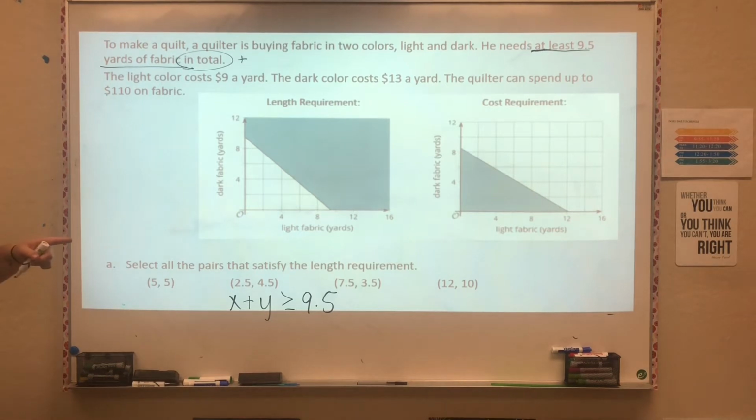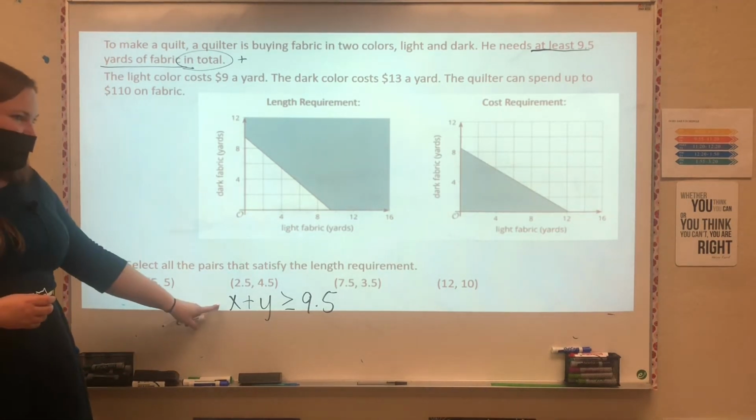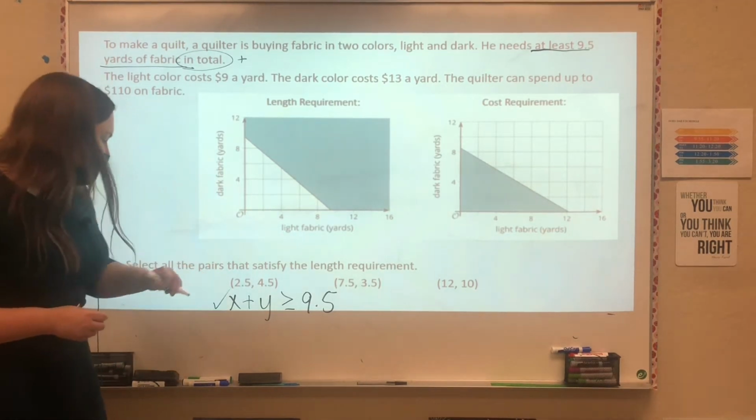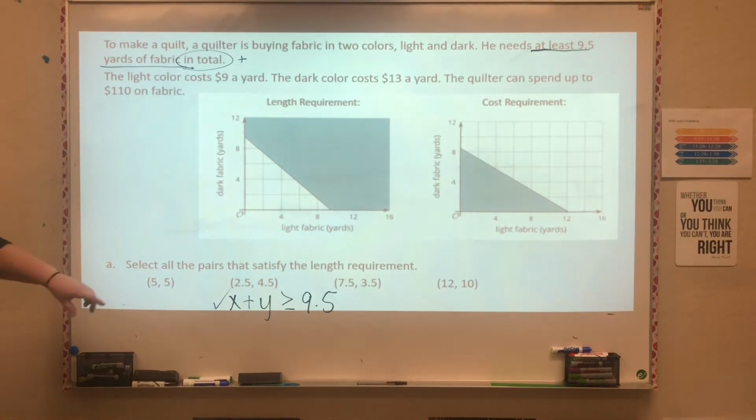So you're looking at, it looks like you're looking down here. Mm-hmm. So you're using your inequality. Is there another way we could have checked to see if this point satisfies the length requirement? Use the graph. How could we use the graph? And then find 5 and then the other 5 and then find the point.